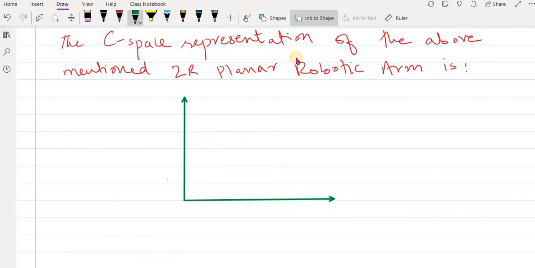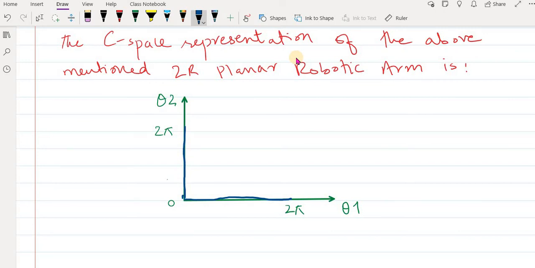So one more time, here we have 0 and here we have 2 pi angle, and this is theta 2. Here we have 0 and then we have 2 pi, and this is theta 1. So the angle can range from 0 to 2 pi, okay, and this is for link 1. Link 1 can go from 0 to 2 pi, and also for link 2, the angle can go from 0 to 2 pi.